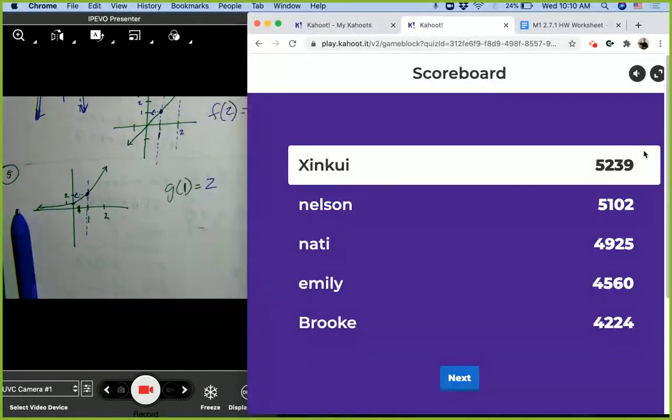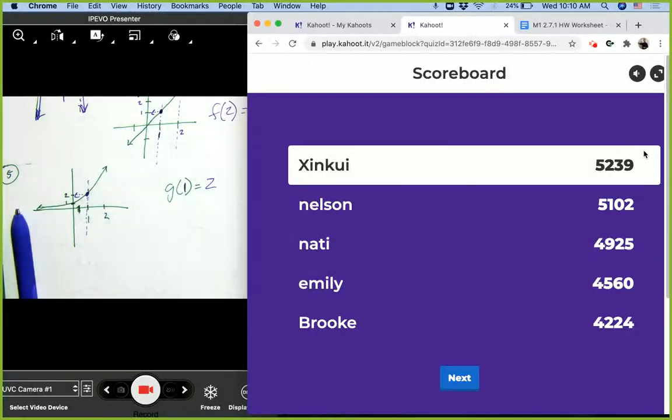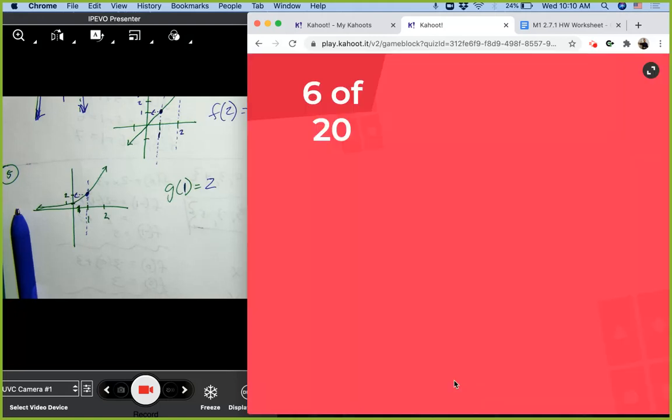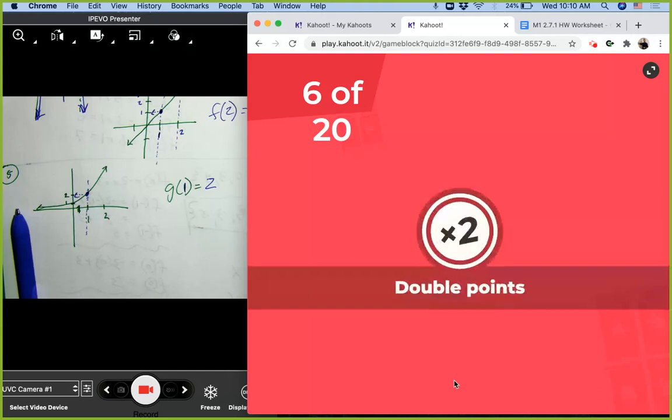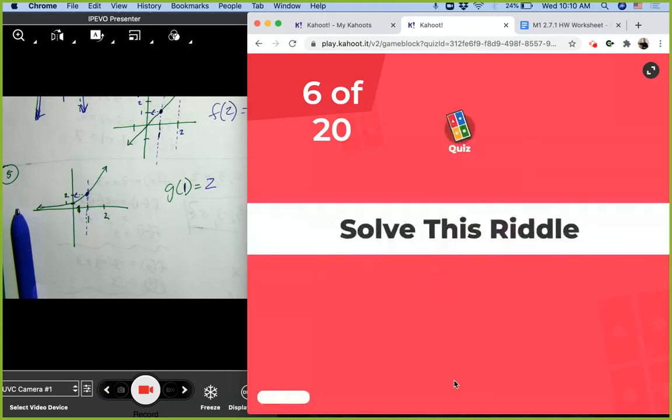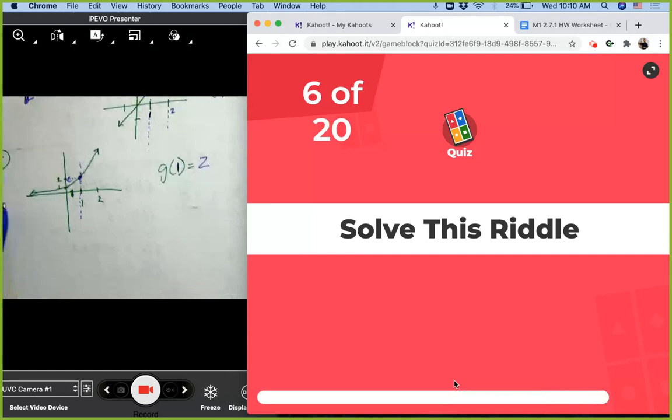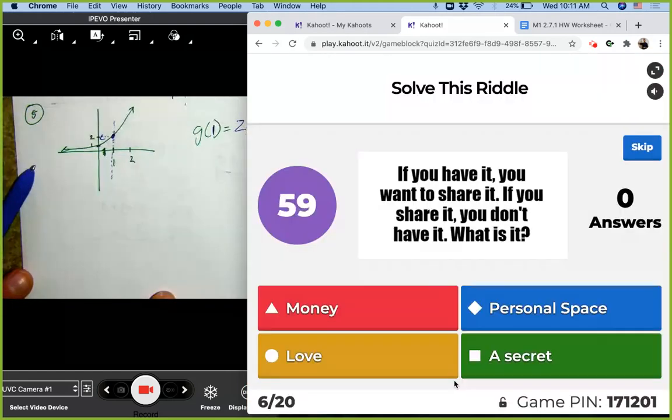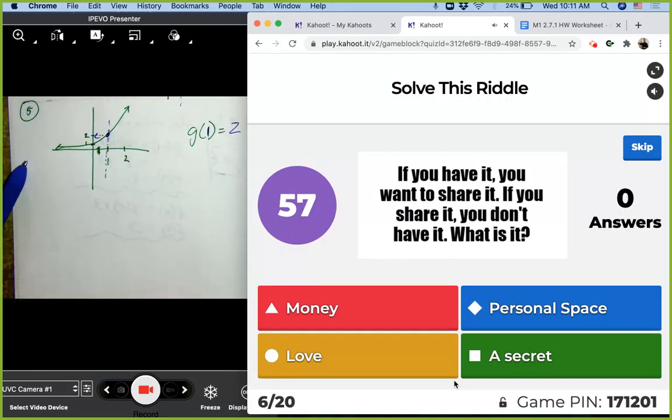All right, let's see. Oh, Zinqui taking it back. Nelson, not the Emily Brooke. Very good. All right, double points. This is just the brain teaser. If you have it, you want to share it. If you share it, you don't have it. What is it?